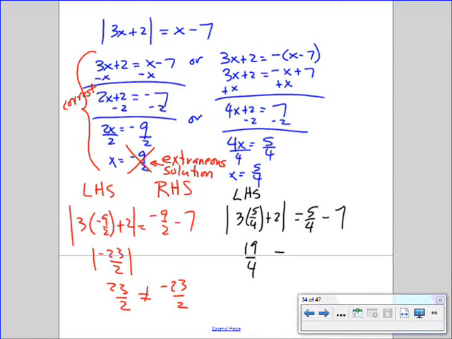On the right-hand side, we have 5/4 minus 7. Now, 7 becomes 28/4, so we have 5/4 minus 28/4, which is negative 23/4. So this one doesn't work as well, so it's an extraneous solution. So this absolute value equation has no solution whatsoever. Its solution set is empty.